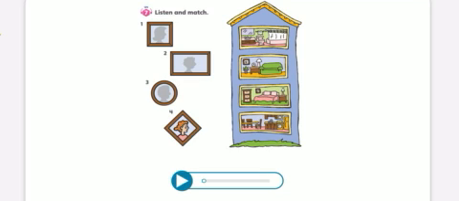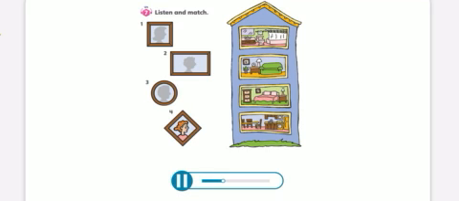Yalla, listen again one more time. Number 1. Where's your mother? She's in the bedroom. Okay, she asked where's your mother? She said, she's in the bedroom. Match number 1 with room number 3, which is the bedroom. Number 2.